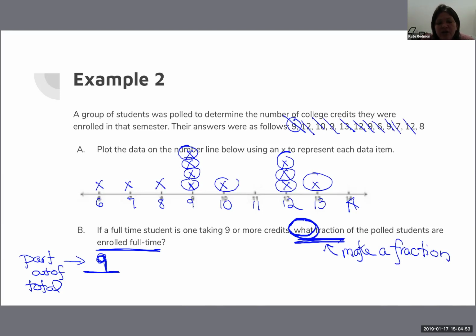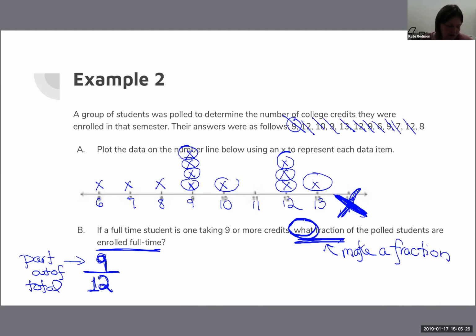Now, we said with a fraction, it's a part out of a total. So how many total students are there? 12. I'm counting the X's. The X's are the students. Nice job. So 12 total X's, 12 total students. So 9 out of 12. Now, this is a correct answer, but it's not done yet.